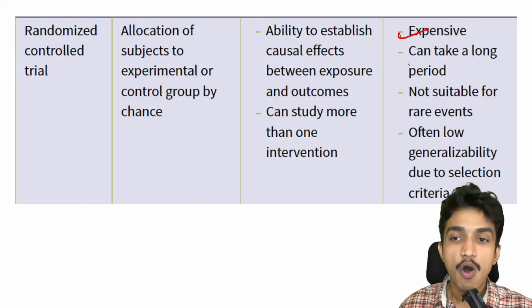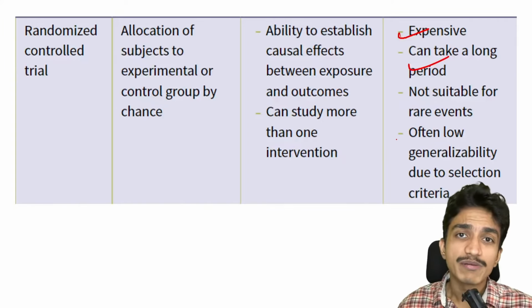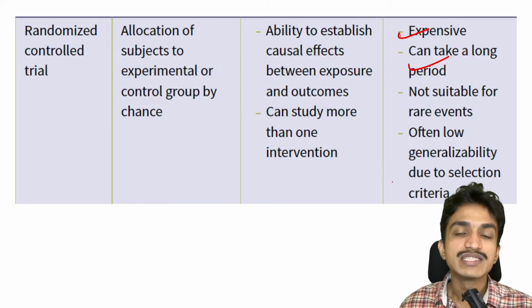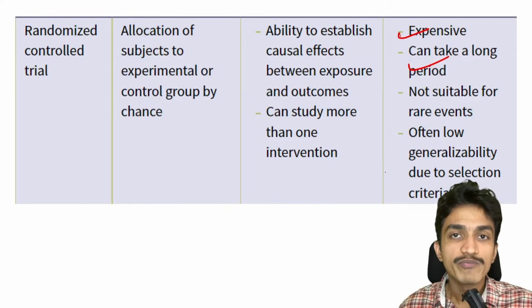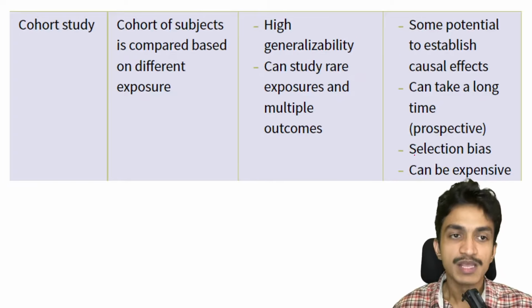It takes a long period. Very rarely occurring events we cannot study because it is randomized, so we don't know the probability that what we are planning to study will actually happen. And because we select a particular group of people, we cannot generalize the results. So it has a low generalizability.